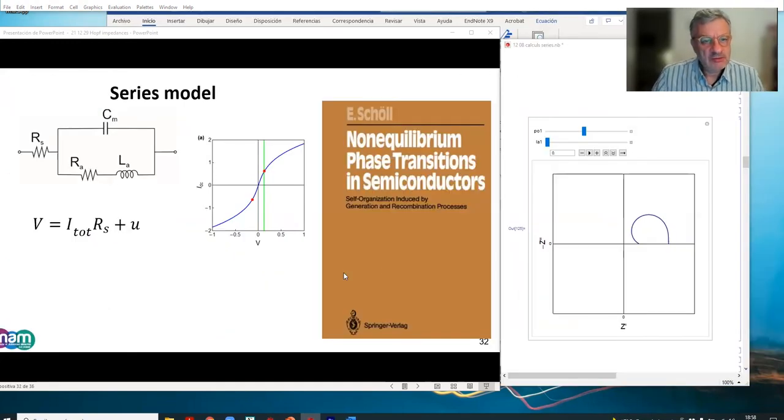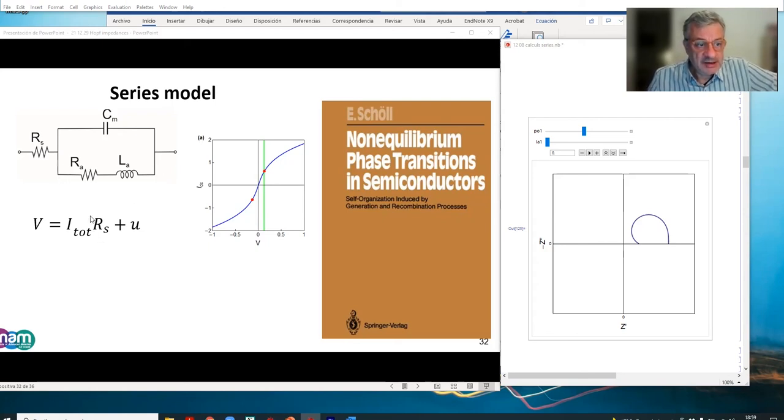Now, the last model that we study is different than the model before because it has a series resistance. This is taken from the book of Scholl about non-equilibrium phase transitions in semiconductors. This is also very common in electrochemistry, because if you don't have a series resistance, you cannot fix the voltage and get oscillations. But all electrochemical systems have the solution. They have a series resistance, and also this semiconductor model has a series resistance.